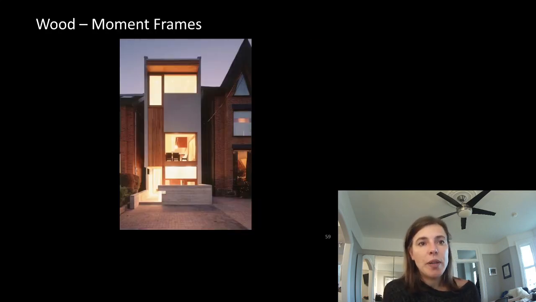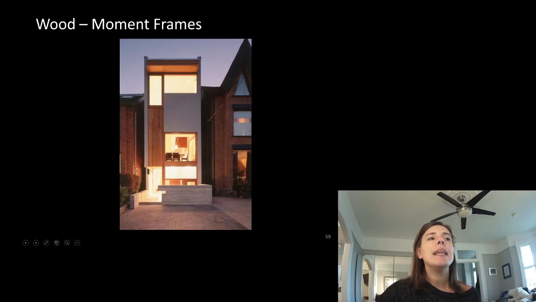Moment frames. Do we do moment frames in wood? Whew. We can. It's expensive. They don't work as well, and they're less stiff. And I'm going to show you a study of that in our last lecture. But it can be done. It is not where you would start. You would do it as a last resort.